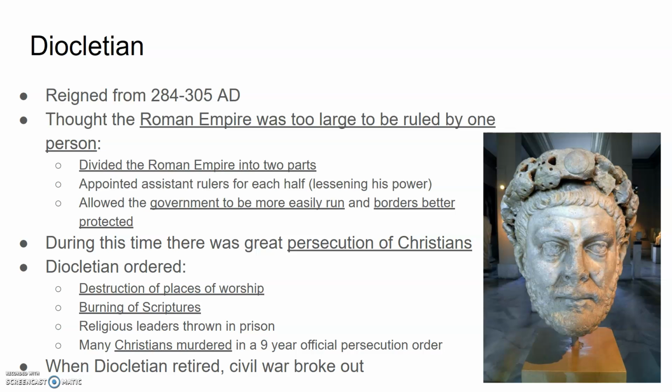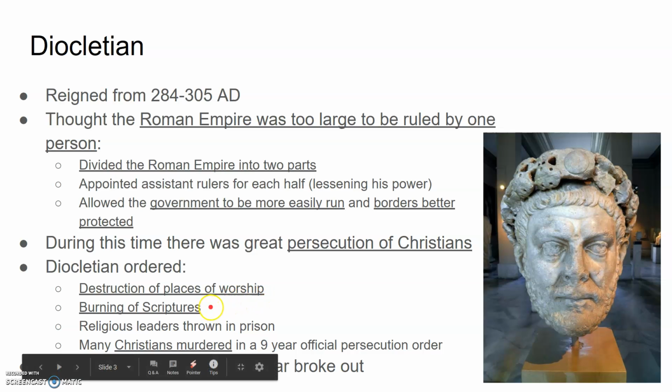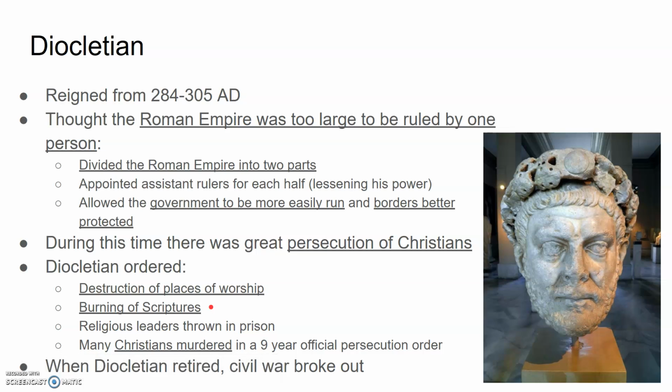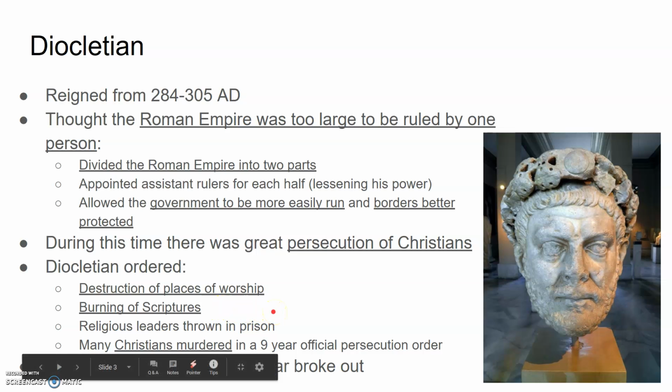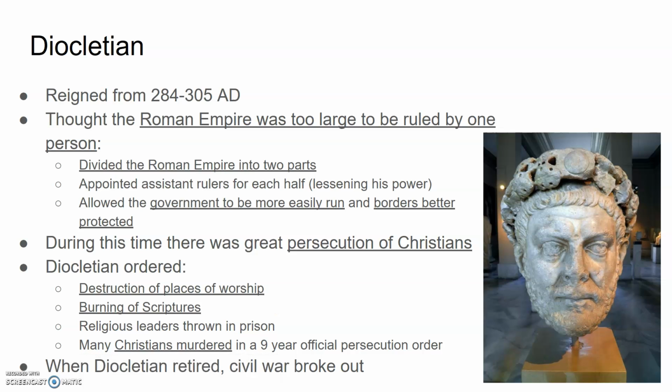Some negative things that he did is he was a great persecutor of Christians. He really did not like Christians or didn't want Christianity to flourish or grow. So he thought that in order to get rid of Christianity, it would stop if Christians were persecuted. So he ordered destructions of places of worship, just burned them down or tore them down. There was a lot of burning of scriptures, and many religious leaders were thrown into prison, and a lot of Christians were murdered. There was a 9-year edict that he put out that was an official persecution order. So that was not one of his positives.